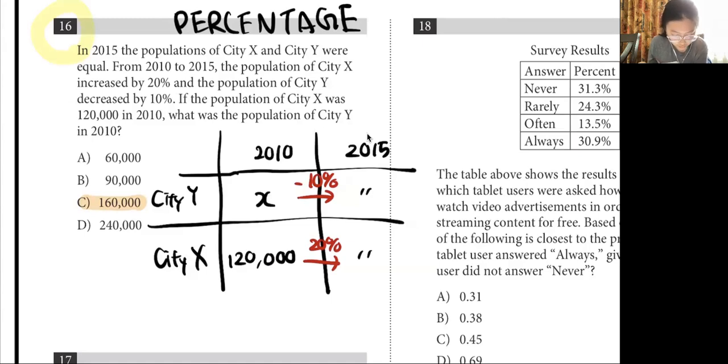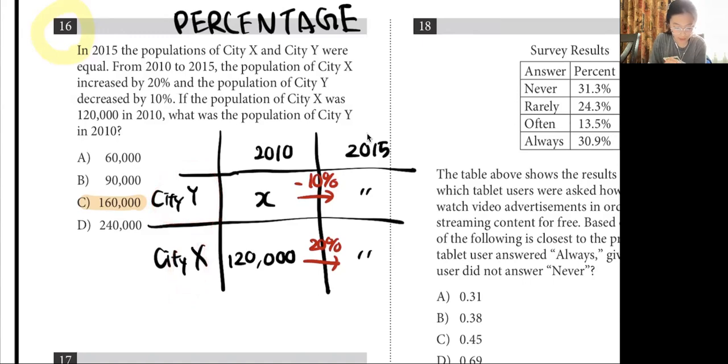I organized everything into this table because it's easier for you and for me to understand. You can do this during the test or not. You can calculate it in your head, but it's probably best to write something similar to this. So we have 2010 and 2015 that we're comparing, and the population of city X and city Y. I've written that there.